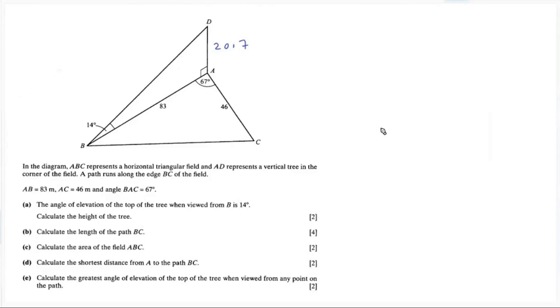BC is a path, and its length has to be calculated. Now again, it's a triangle ABC. What information do we have given in this triangle? We've got this length, that's 83. We've got this length, that's 46. We've got the angle between them. When this situation comes, you should rightly know that normally cosine is used. Two sides and the angle between them. Yes, correct, Rohit. That's cosine rule.